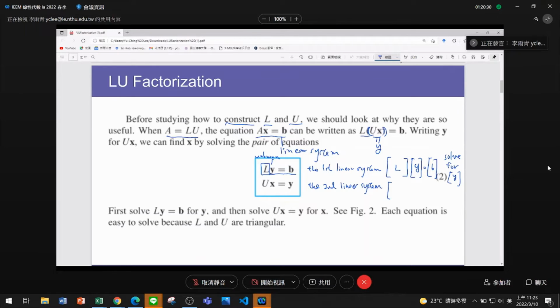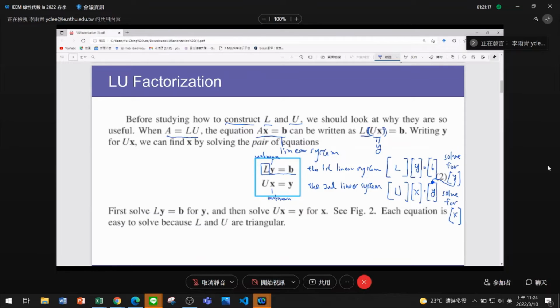And this system is also a matrix times a vector equals a vector. The second linear system is U times x, where x is the unknown, equals y. But y has been solved in the process of the first linear system. So now we solve the second linear system for x. Eventually we still get a solution for x, but using two linear systems.